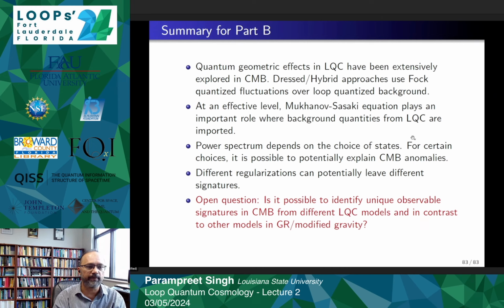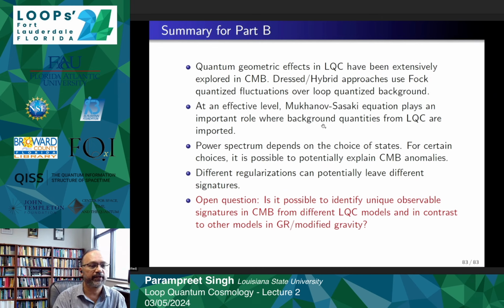So I'll just summarize part B now. I'm sorry, I had to rush a lot. I really wish I had 3 hours for this, and I could have gone through each step very carefully. Main steps, main answers: quantum geometric effects in loop quantum cosmology have been extensively explored in CMB, starting from 2012, when the dressed metric approach was formed, and even before, earlier works have been there.